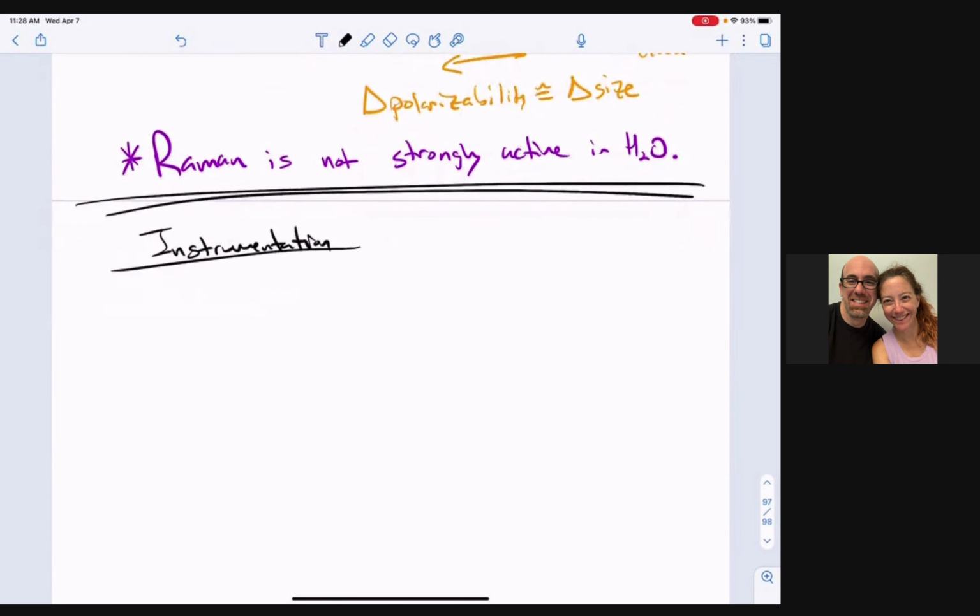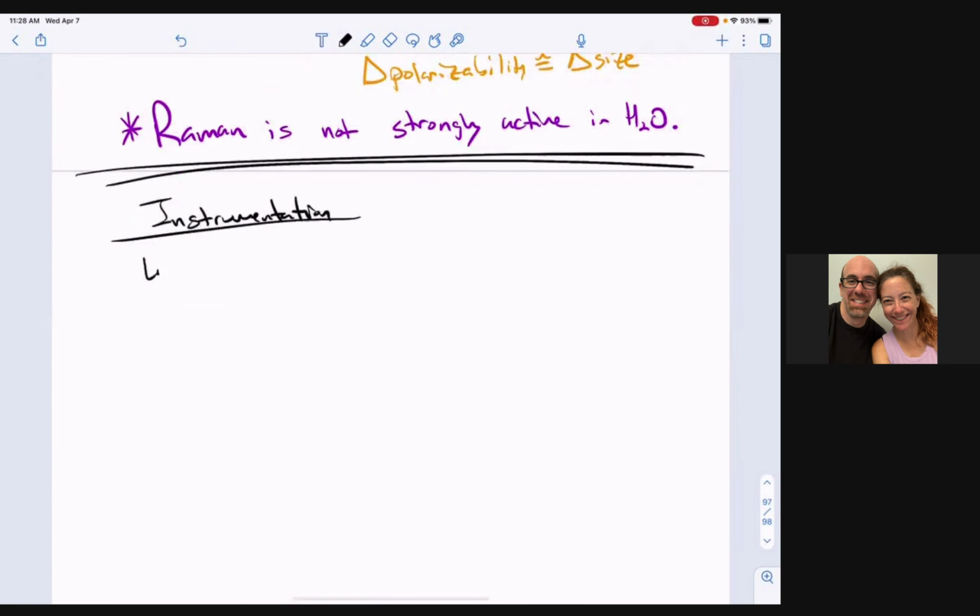Thank you. All right. So getting into instrumentation, there's no room for interpretation. You can only make Raman in so many ways. The light source has to be a laser.